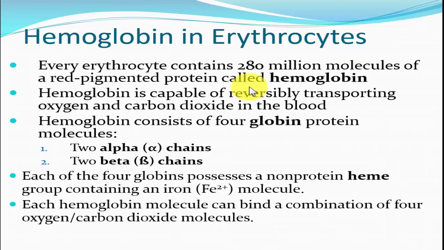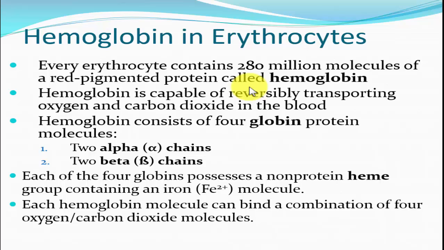Now if we look at hemoglobin and erythrocytes, every erythrocyte contains 280 million molecules of a red pigmented protein called hemoglobin. Hemoglobin is critical in making up that red pigment of what erythrocytes look like. Hemoglobin is also capable of reversibly transporting oxygen and carbon dioxide in the blood. As we just said, erythrocytes are responsible for that. Hemoglobin is capable of reversibly transporting, so back and forth transport.